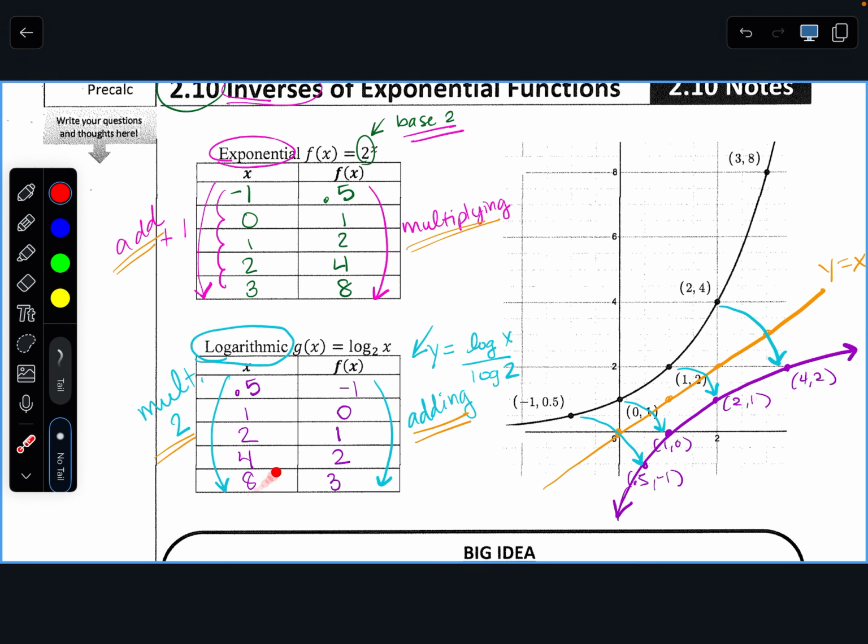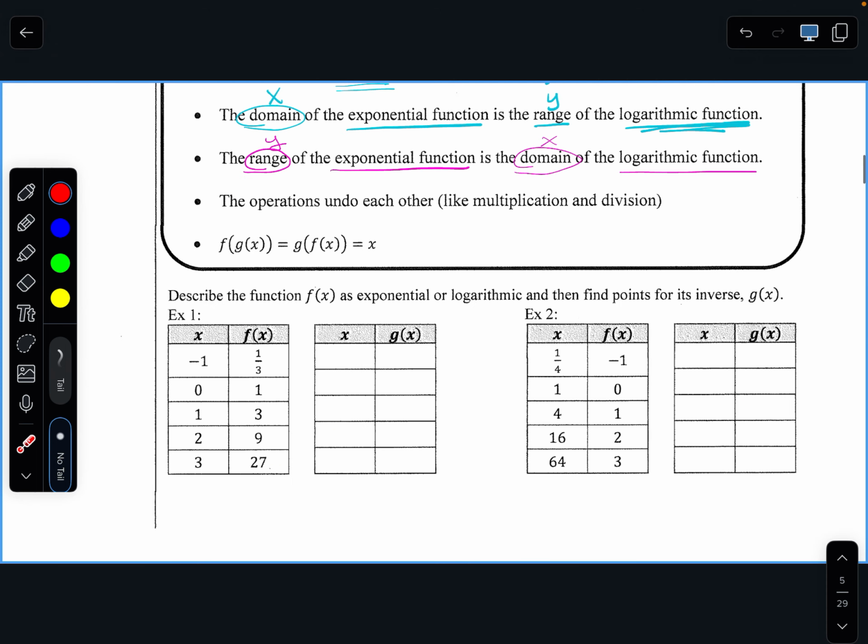The operations undo each other, just like multiplication and division undo each other. Exponents and logs will undo each other as well. We talked about that yesterday. And then just like before when we learned about inverses, that their compositions of each other, f of g of x should equal g of f of x, which should equal a simple x. And this is the definition of inverses. And we've seen this before as well.